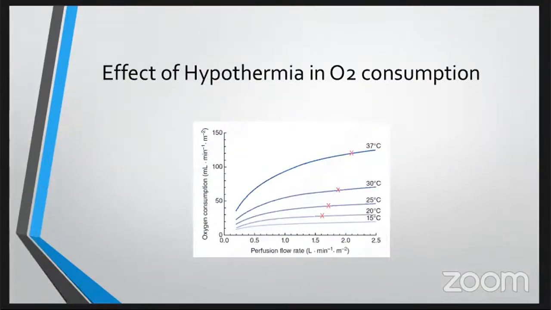So for hypothermia and its relation with oxygen consumption, usually hypothermia decreases the basal metabolic rate. So the lower the temperature you go to, the lower the oxygen consumption, and hence the lower the flow you need to meet the body energy requirement.